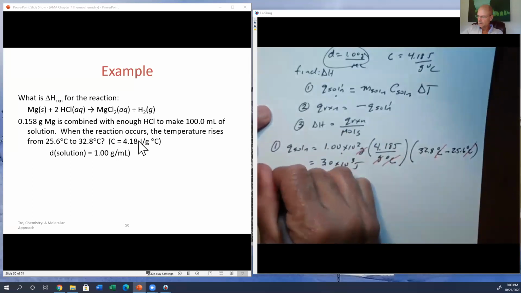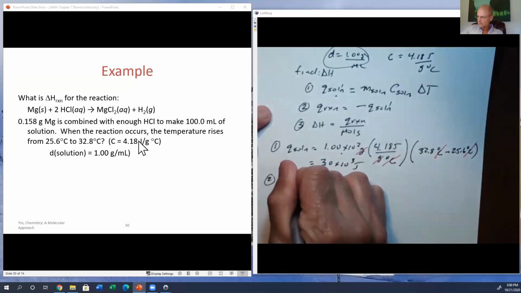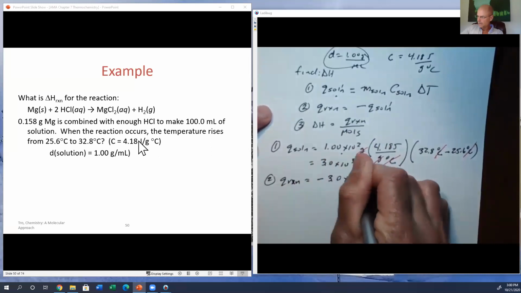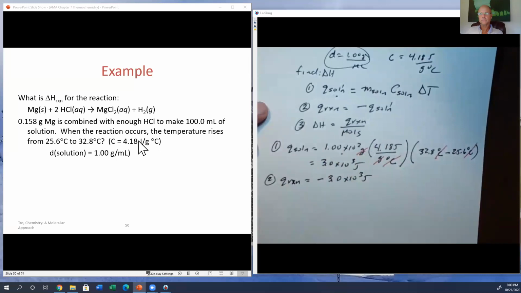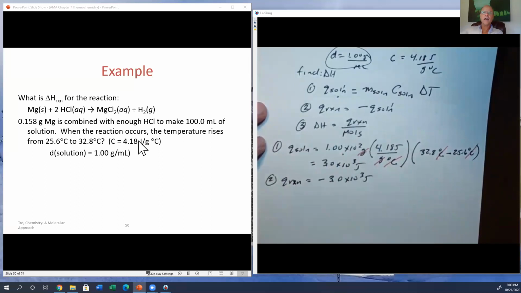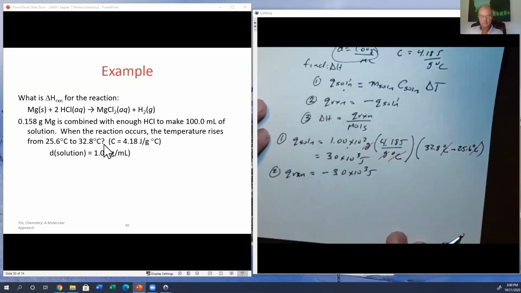Second step, Q reaction is equal to minus 3.0 times 10 to the 3rd joules, right? Because Q reaction is just equal to minus Q solution. And that makes sense, right? Because the reaction is giving off heat. The surroundings, the solution, is warming up, right? So the solution is gaining heat. The system or the reaction is losing that heat, okay?